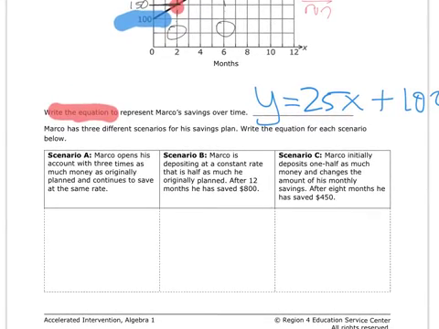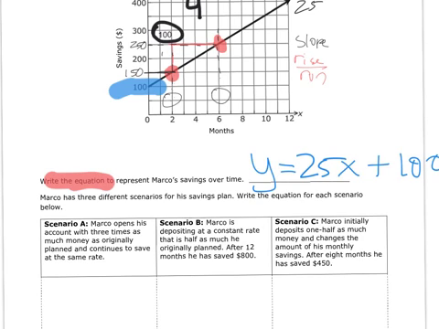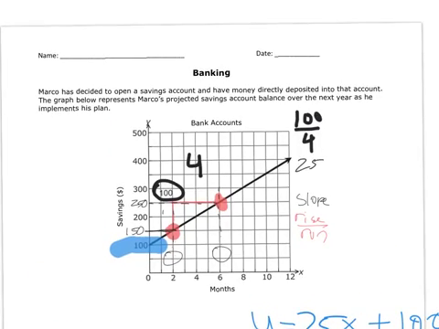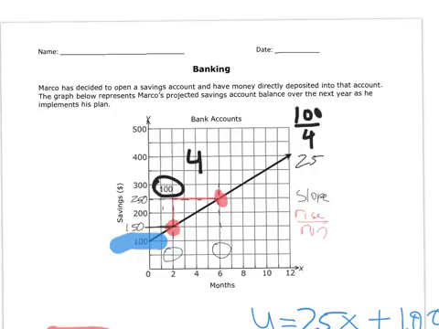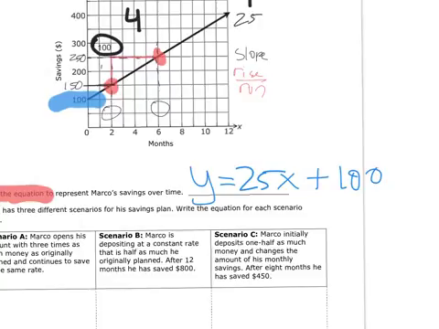Now, in these different scenarios, they are different ideas for what his savings plans could be. This is just one idea. This is his projected savings account, and he thinks he's going to deposit $100. We think that's his deposit, and we think that every month he's going to put in $25. That's what we said right here. He starts with $100, and every month he adds 25.